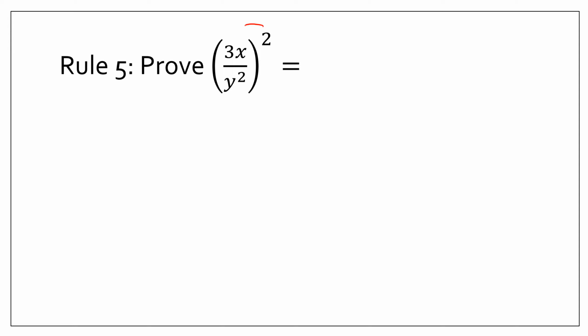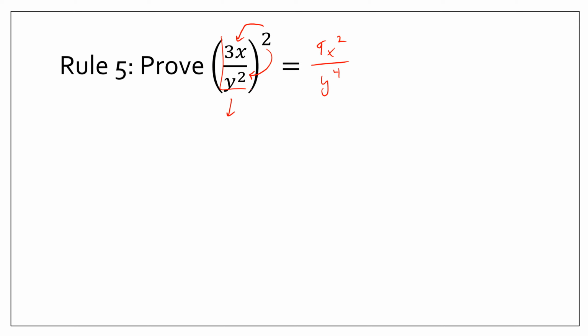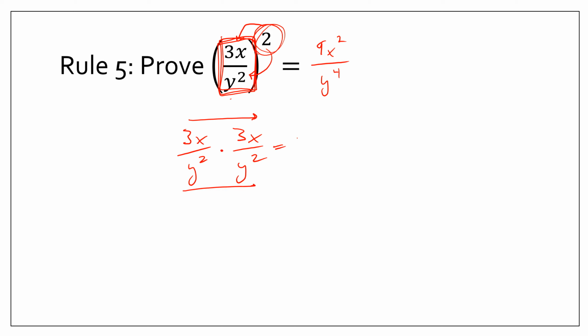All right, here you know that this should distribute in, and I should get 9x squared over y to the 4th. Why? Let's actually copy this out. Remember that 3x over y squared means 3x over y squared times 3x over y squared. But let's think about how fraction multiplication works now. Fraction multiplication is top times top and bottom times bottom. So 3x times 3x, 9x squared, right? Because there are 2 x's, so x squared, and 3 times 3 is 9.